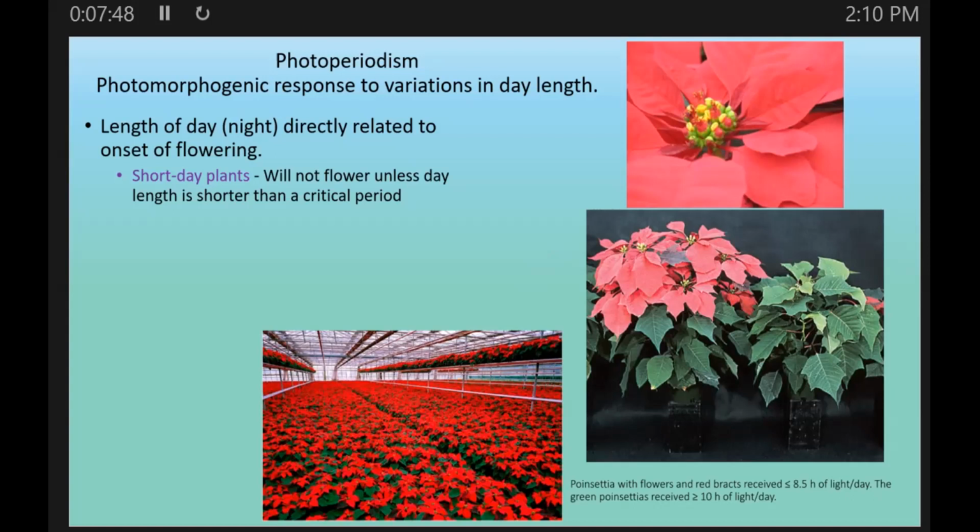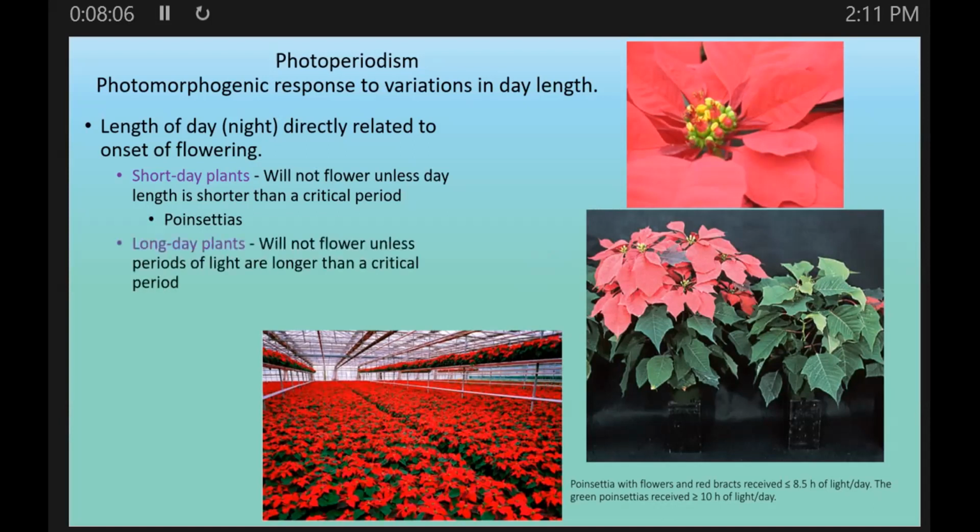I have in the notes section other short day plants: cannabis, asters, sorghums, ragweed, unfortunately, strawberries. Okay, so with this idea, they started to say, okay, yep, there are some plants that are short day plants.